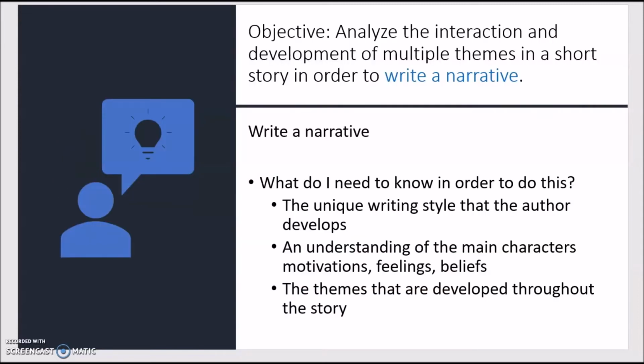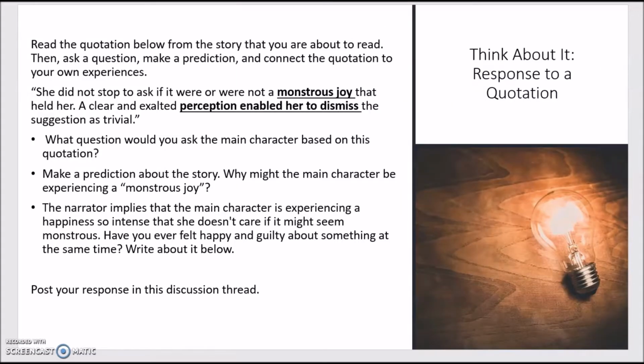Let's take a look at the second part of that objective. By the end of today's lesson, you will be asked to write a narrative. In order to do this, you're going to want to pay attention to the author's style, the way the author develops the character, and the themes that are developed throughout the story. The first learning task that you are asked to engage in is to think about it.